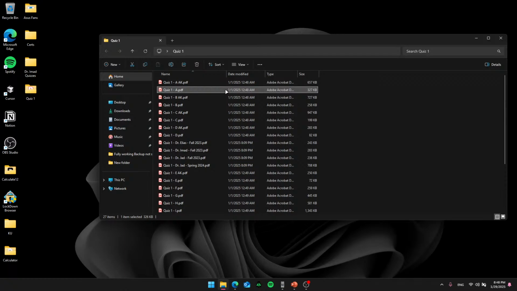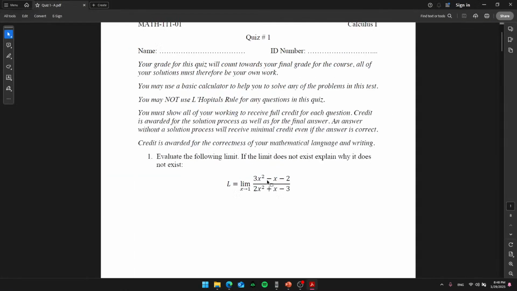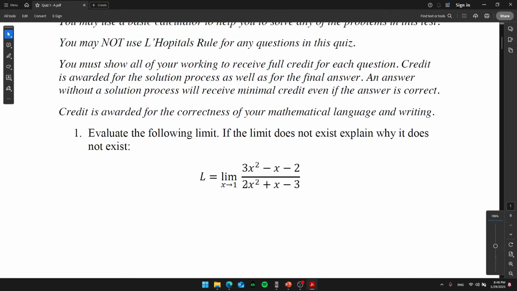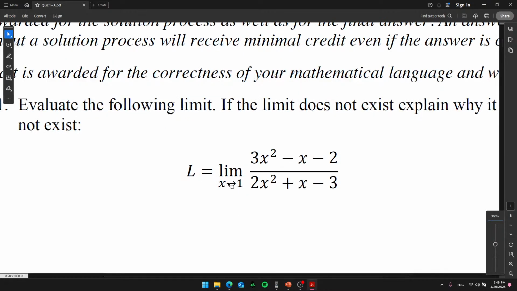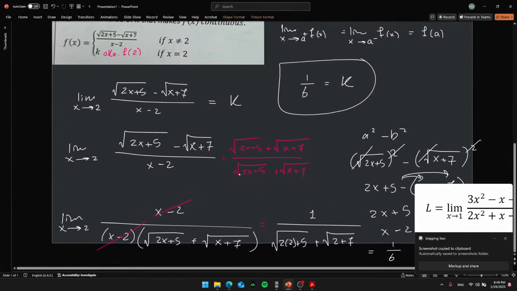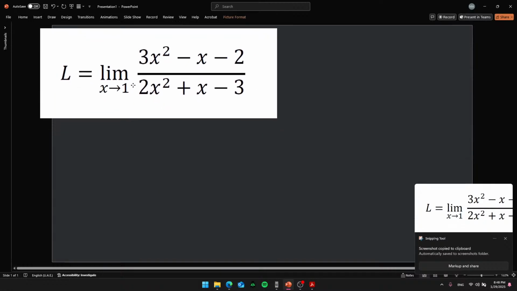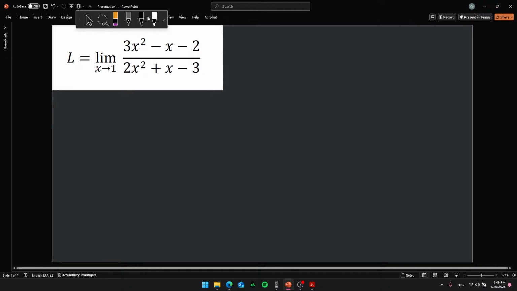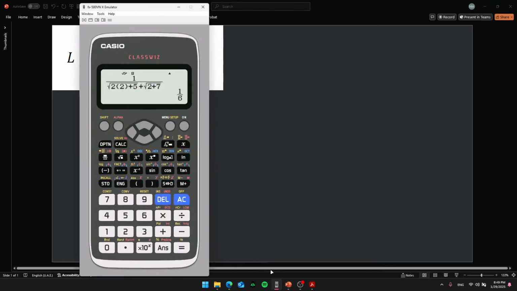Okay. Quiz 1A. Evaluate the limits. If the limit does not exist, explain why it does not exist. Okay. Easy peasy. Factor top and bottom and you should be fine. Or just plug in the number first. Let's plug in the number.